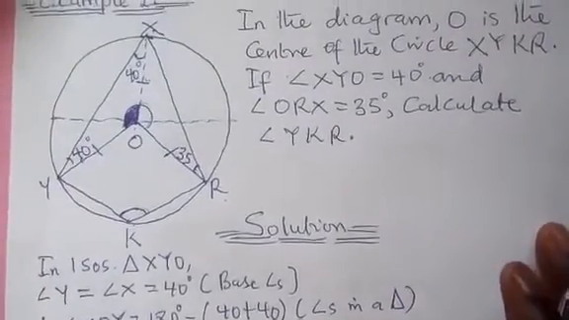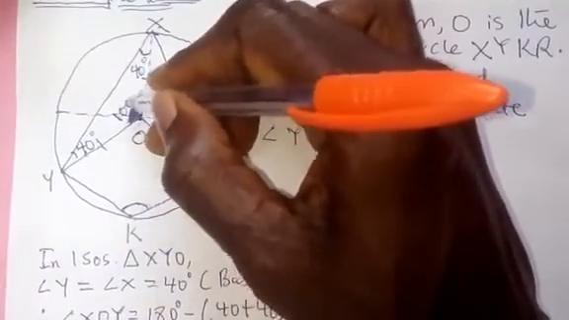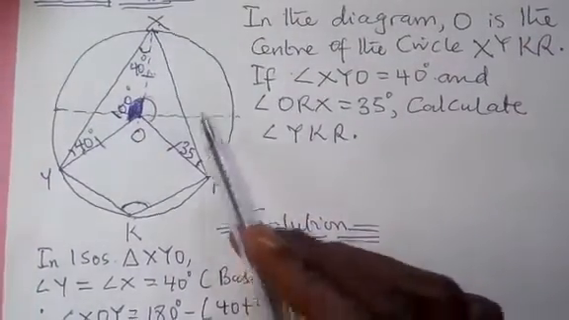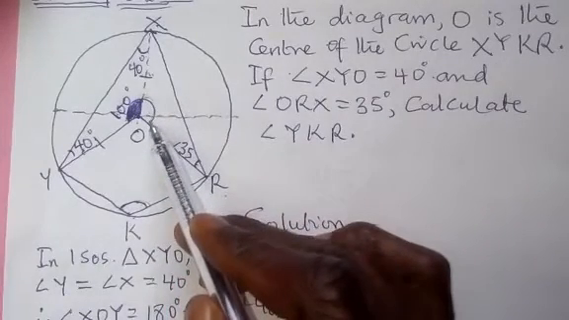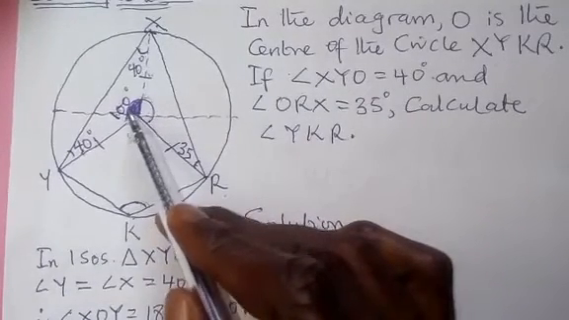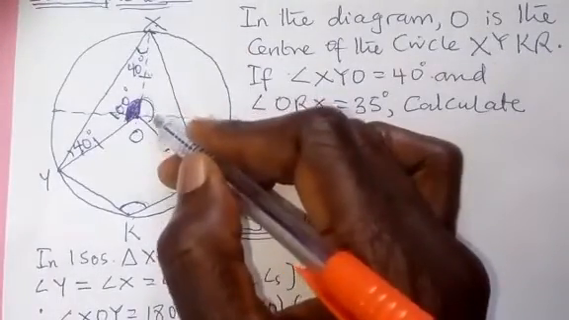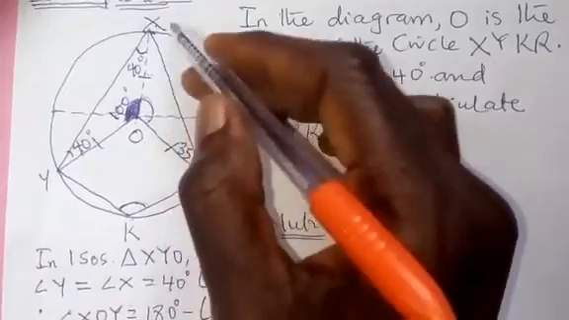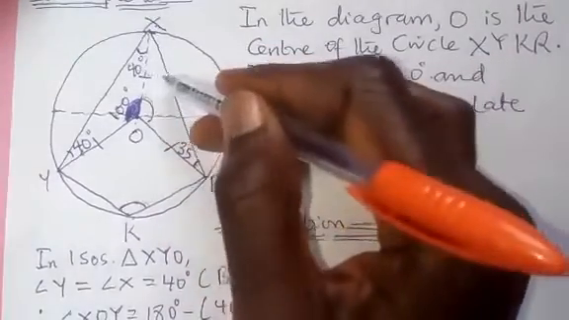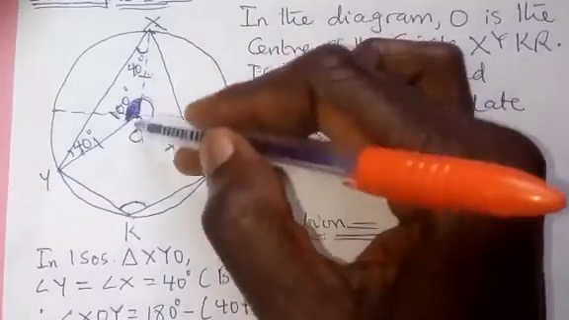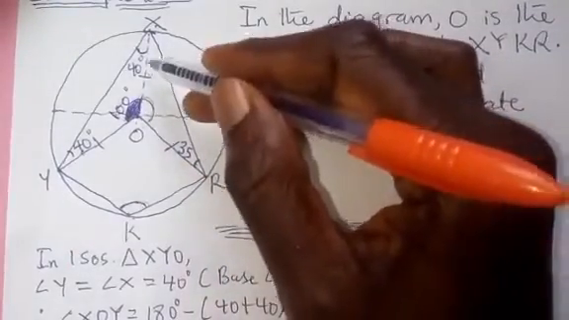So if we come over to this place here and we write our 100 degrees here, you would see that the part of the angle at this reflex angle here has been gotten as 100 degrees. So we now need to get this remaining part, and to do so we are going to consider triangle XOR, which is also isosceles. You can see the markings that OX is equal to OR. They are both radii.